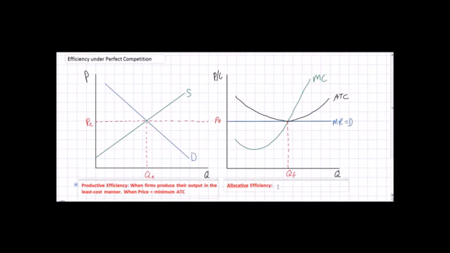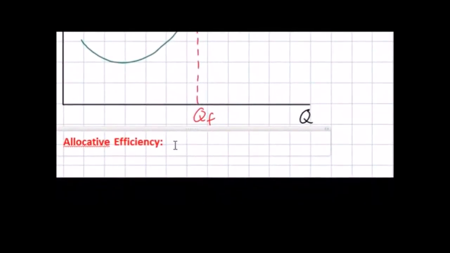First, let's define allocative efficiency. This refers to a situation in which the quantity being produced in the market allows for the greatest level of total welfare, meaning consumer and producer surplus, possible.